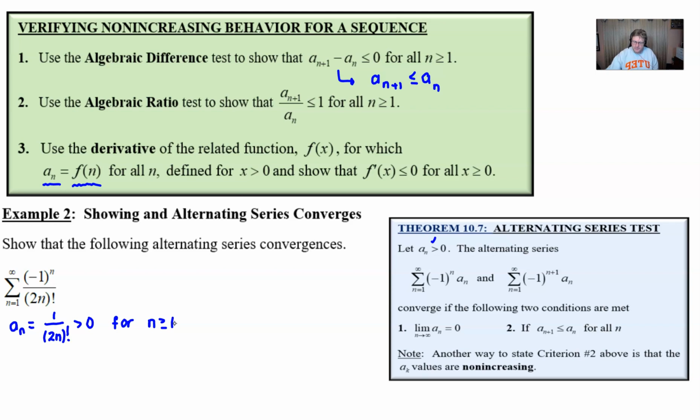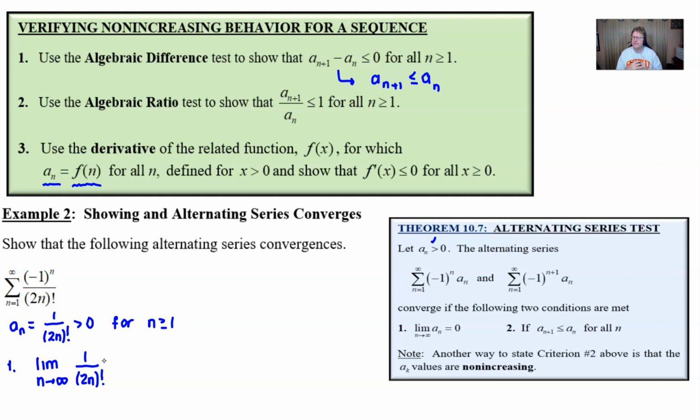Okay, so we then go to criteria 1, and that would be to say, what is the limit as n approaches infinity of 1 over quantity 2n factorial? Well, a lot of times we have the statement that calculus and factorials do not get along sometimes. They just don't seem to play nicely with one another.